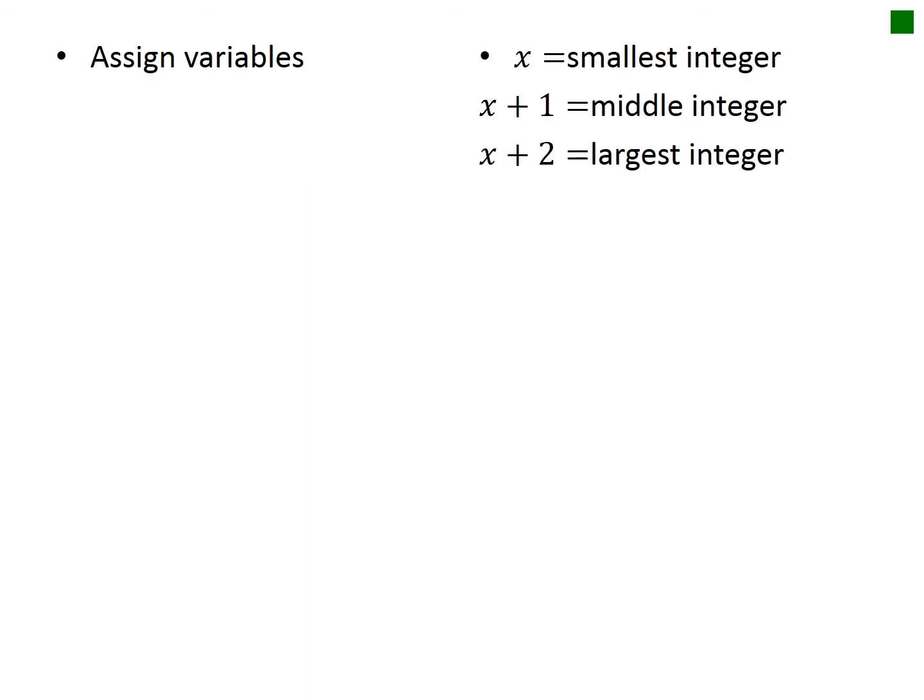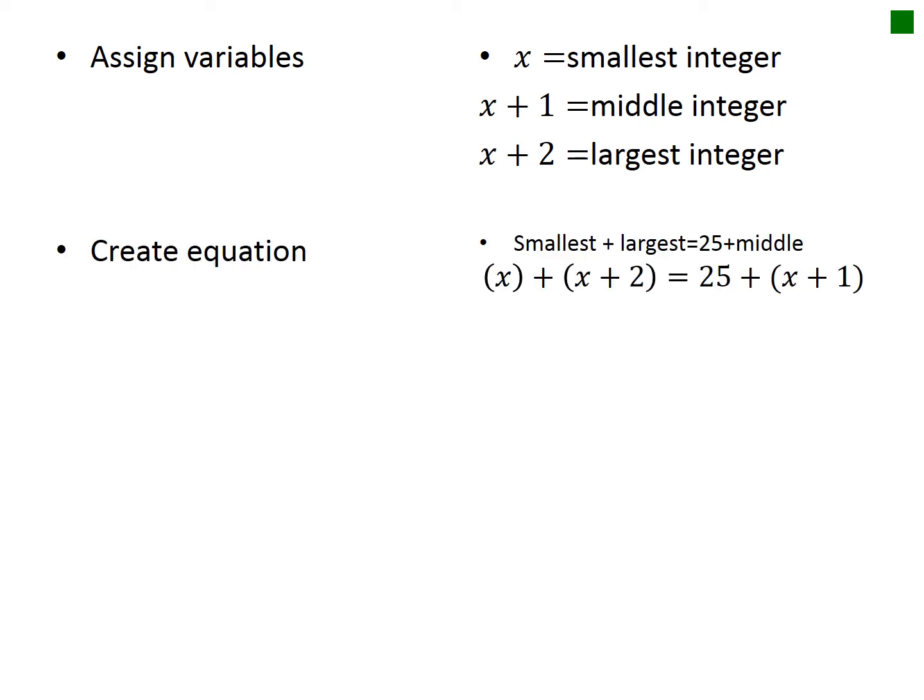In this problem, we're not looking for consecutive odd integers. Now we're looking at just consecutive integers. And consecutive integers are 1 unit apart on the number line. So we can allow our smallest integer to be x, our middle integer becomes x plus 1, and our largest integer, x plus 2. Once we have our assigned variables, now we can create our equation.